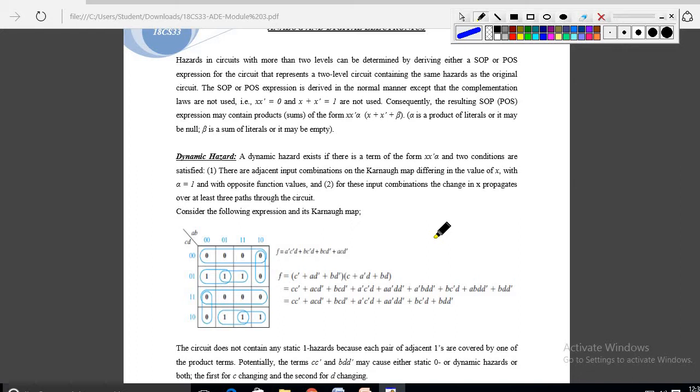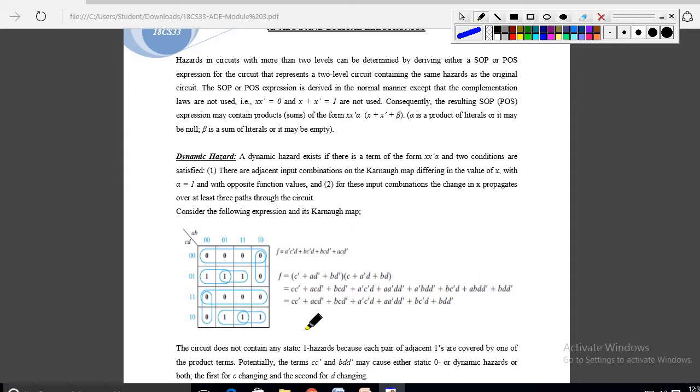The circuit does not contain any static 1 hazards, because each pair of adjacent ones is covered by one of the product terms. Here these adjacent ones are covered, so these adjacent ones are grouped. Again here these adjacent ones are grouped, and these adjacent ones are grouped. For that reason, every adjacent one has to pair with another one, so there is no static 1 hazard.